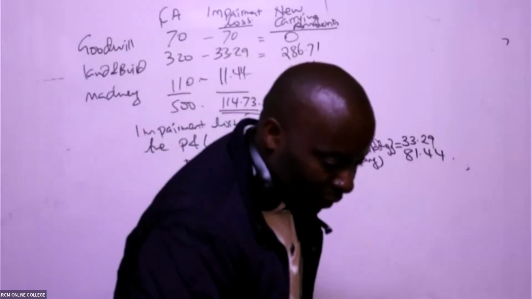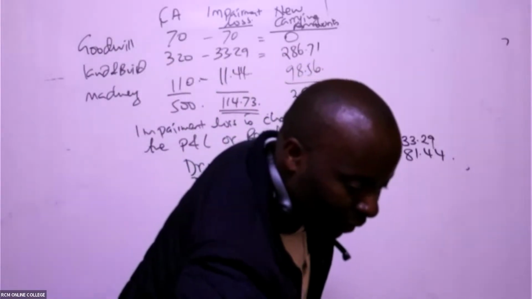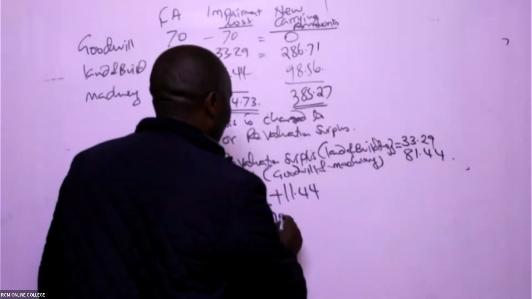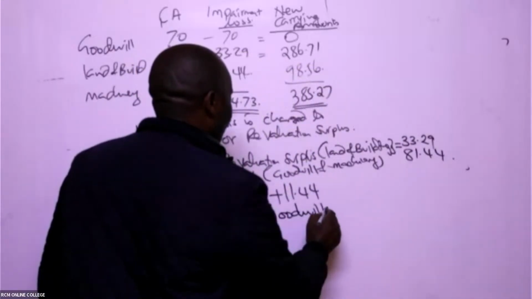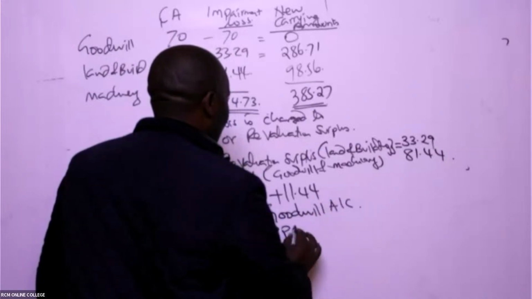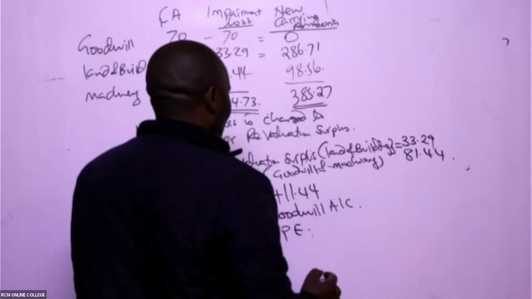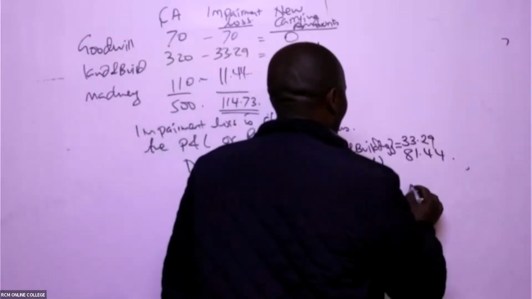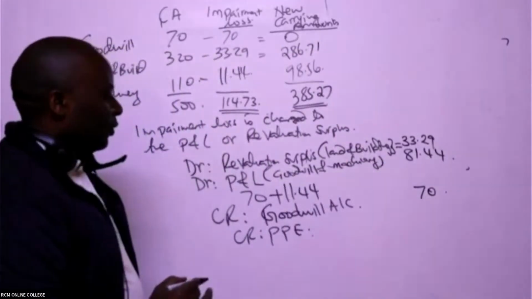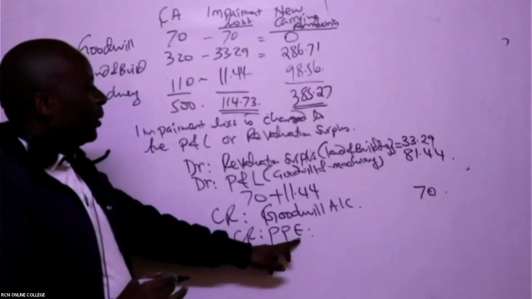We shall credit everything. In this case here, two assets there. So we credit the goodwill account, and then we credit our PPE. So credit goodwill. Of course, we are extinguishing the whole of it with 70. And then the property, plant, and equipment.